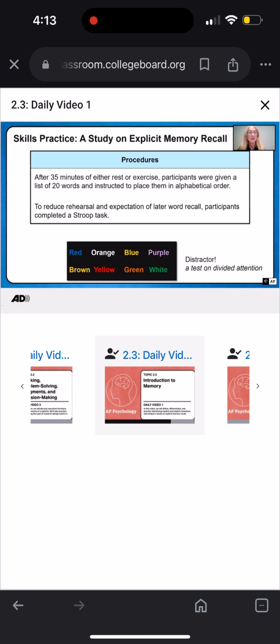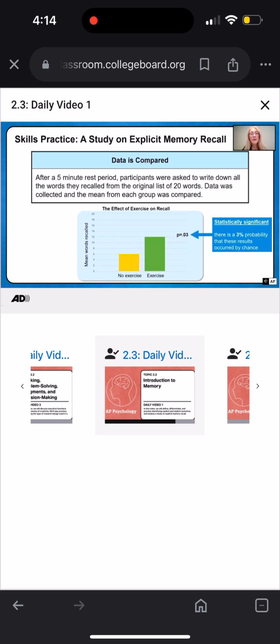It divides their attention. If you've ever seen a Stroop test, you're asked to read the color of the word, not the word itself. So in my example below here, I would ask you to give me the color of the first word, which is blue. And I'd have to go blue, white, and it's hard. It's definitely a distracting task, and that's a Stroop test. And that prevented the participants from rehearsing those 20 words that they were given. After a 5-minute rest period, participants were asked to write down all the words they recalled from the original list of 20 words. Data was collected, and the mean from each group was compared.